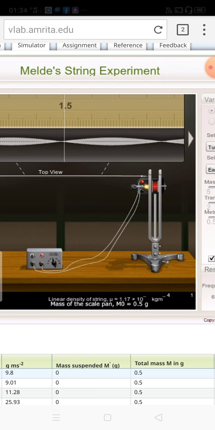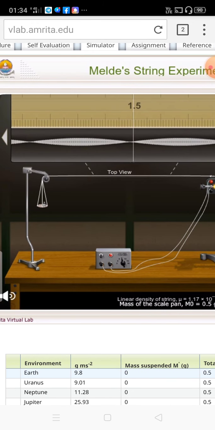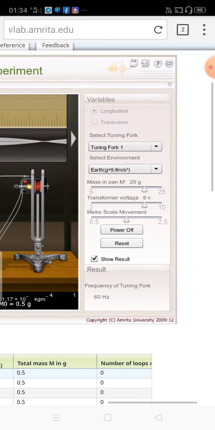So it is 1.49 and that side is 1.86. So L1 is 1.49, L2 is 1.86. So the difference is L2 minus L1. This way you get the value of L. So this is the wavelength. Clear? So when we put this mass of 20 grams, I got this value.